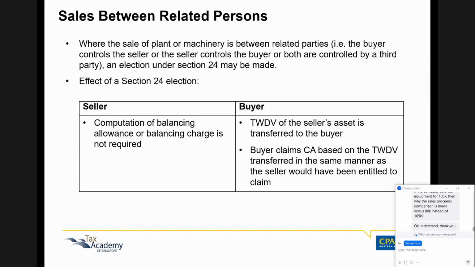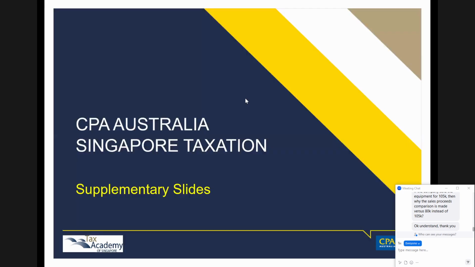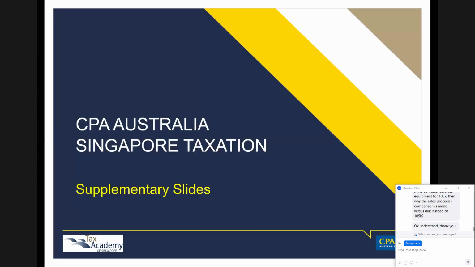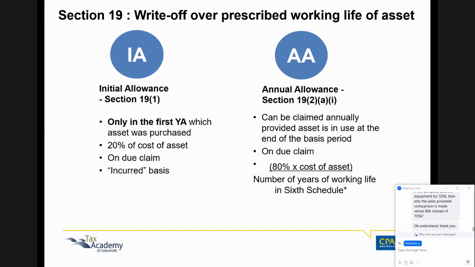Okay, so back to this Section 24 election. Exam wise, you don't need to know. This is for your info only. Okay, any other questions on CA part? Okay, like I said, supplementary slides. These are various case laws. You can read it one time. They won't be covered in exam.